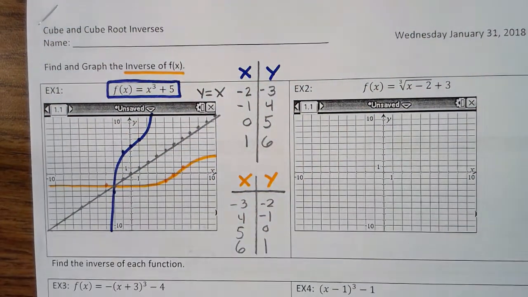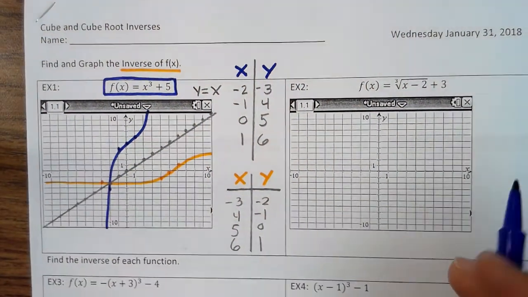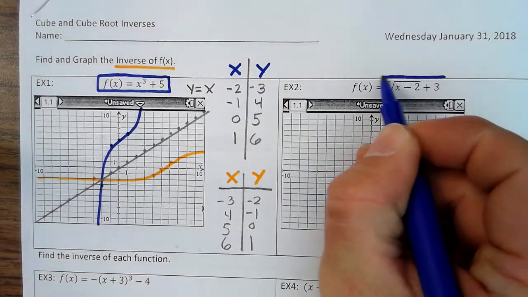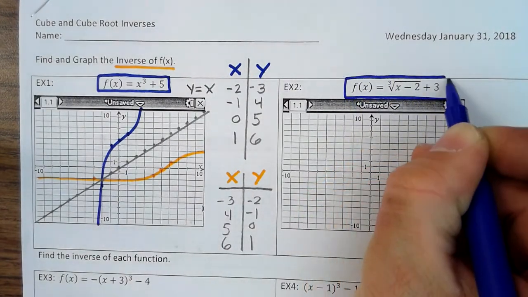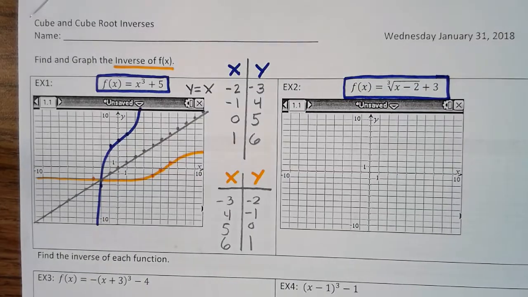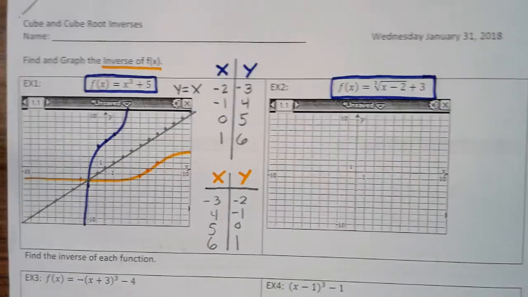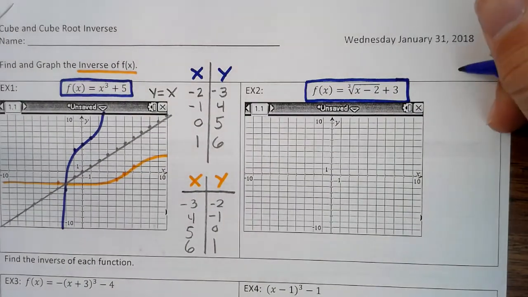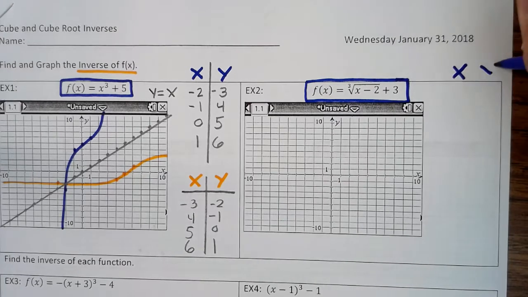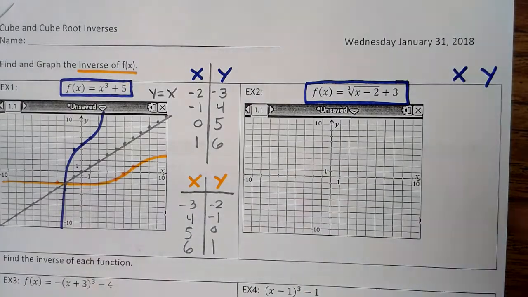All right, so now let's look at example 2. And again, we're going to graph example 2 in blue and the inverse in yellow. And again, we're going to graph by direction, but we're actually going to label our points so we can switch them for the inverse.